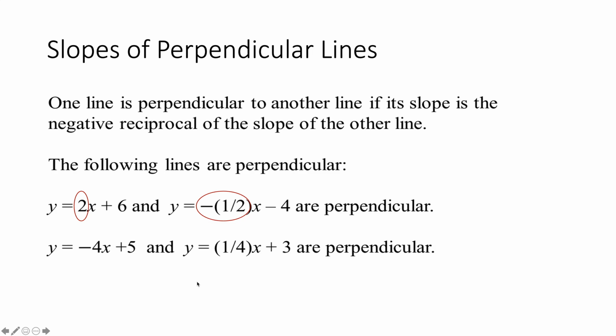Take a look at the next one. Y equals -4x plus 5, and y equals 1/4 x plus 3. What is the slope of the first one? It's -4. What's the slope of the second line? It's 1/4. Again, negative reciprocals of each other. Now, it's worth noting here, and I think this is very important, that I don't even look at the y-intercepts. I couldn't care less. They make no difference to me. The only thing that matters is the slope, and are they negative reciprocals of each other?